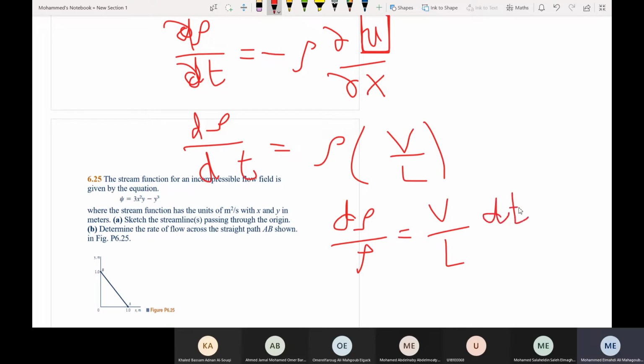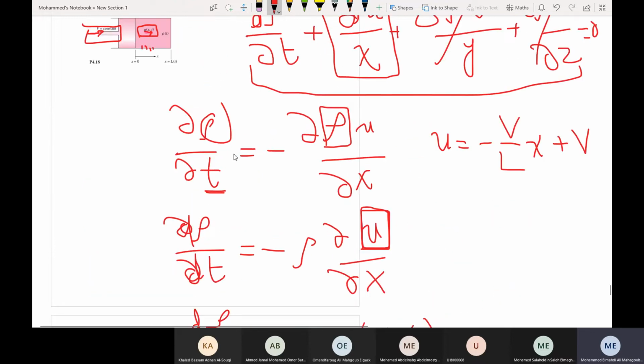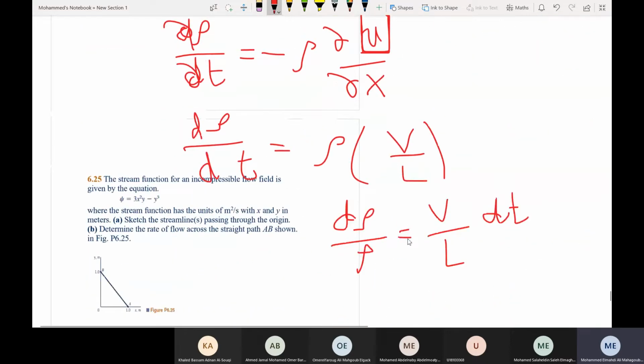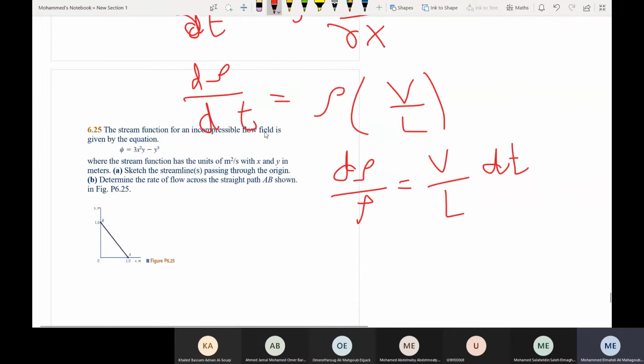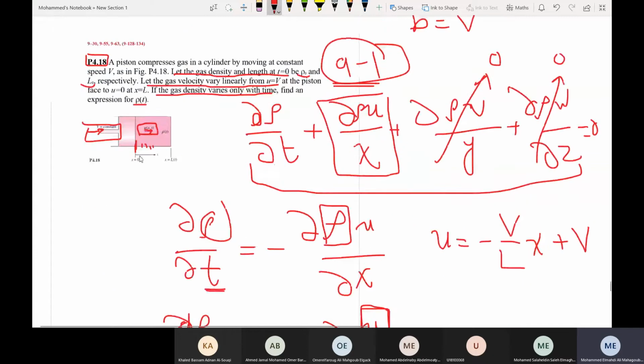Now I need to integrate both sides, but remember, this v capital is the compression velocity, which is constant, but L changes with time. How does L change with time? Here the question says: let the gas density and length at t equal to 0 be rho 0 and L 0 respectively. So here L is L 0, and here L is different. So L is a function of time. The position of the piston is a function of time.